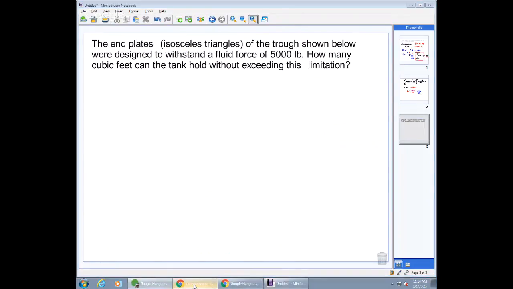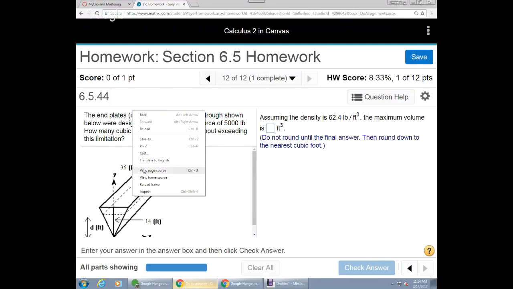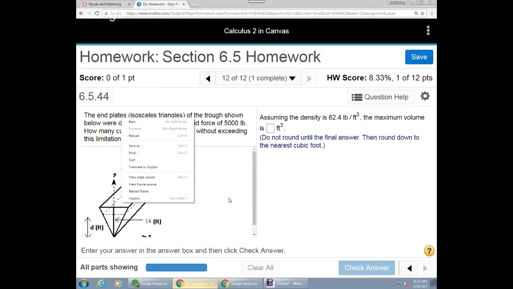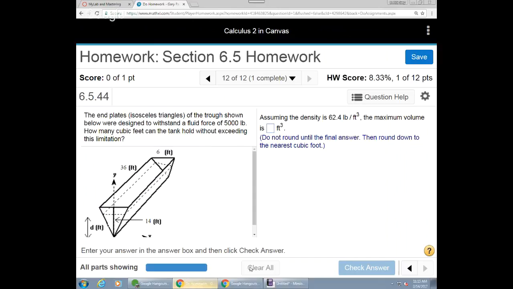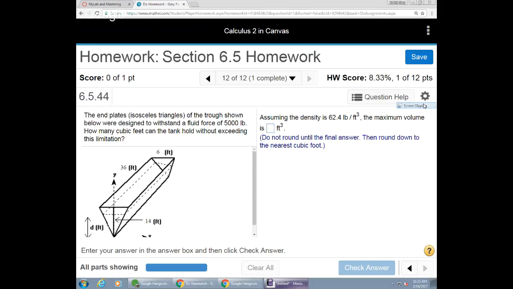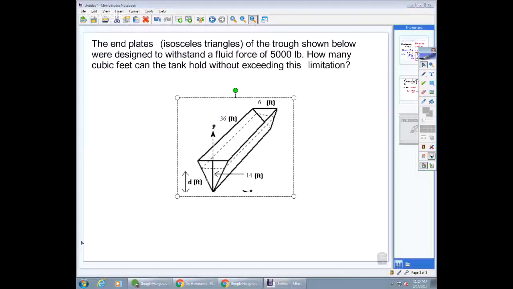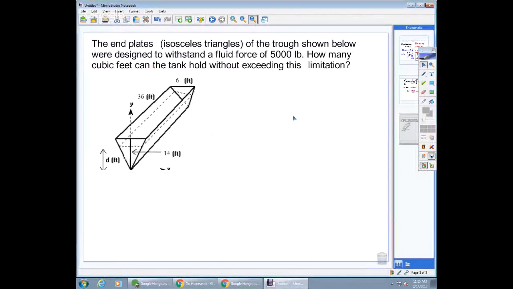What else do we need? Okay, so we also need this picture. And it will not let me grab the picture, really? Fine, we'll get it the other way. Oops. Okay, so here's our picture of the trough.